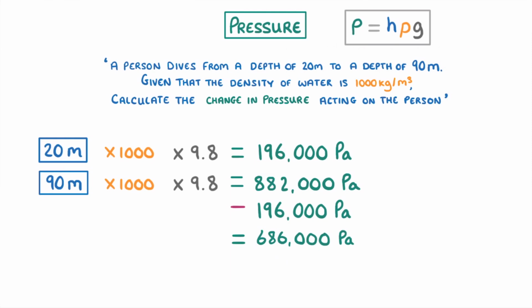Alternatively, because the difference in depth was 90 minus 20, so 70 meters, we could have just done 70 times 1,000 times 9.8, and we'd still have got the same answer of 686,000 pascals.